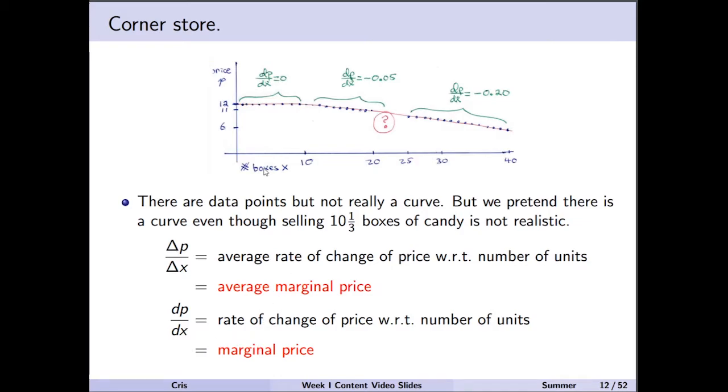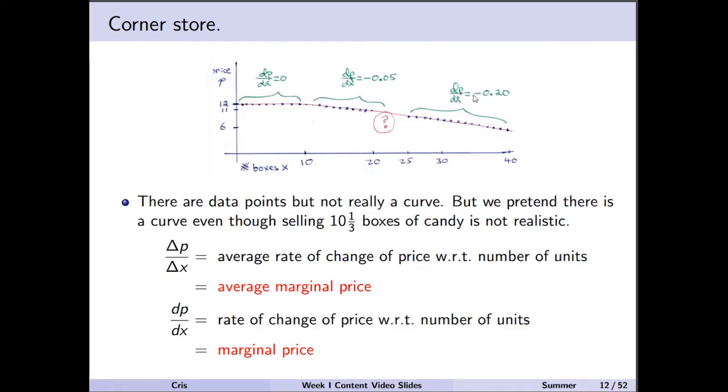So we don't really have a curve in this example. We just have a bunch of data points. Number of boxes X, price P. At first the price just stays at $12, and then between 10 and 20 it goes down 5 cents a box. We weren't really told what happened between 20 and 25, so we just put a question mark there. And then we're going down by 20 cents a box after 25. So in this range, the marginal price is minus 5 cents a box. In this range, the marginal price is minus 20 cents a box.